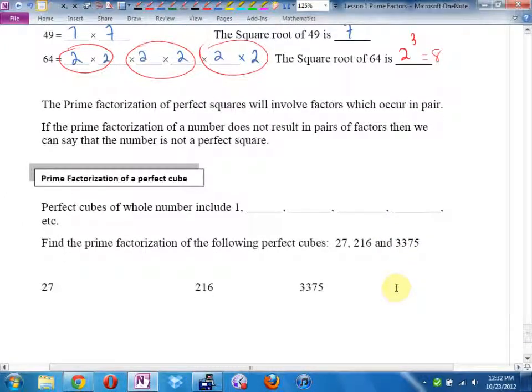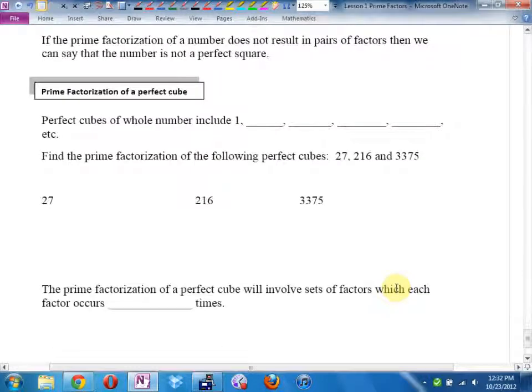Okay. If when we were doing square roots, things appeared in pairs, what about the prime factorization of a perfect cube? They'll show up in groups of 3. And that's how you can tell that you can take, and here's your new term of the day, the cube root of something. We're going to introduce you to the cube root.